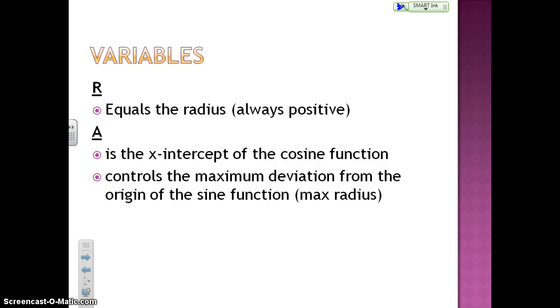We have r, which equals the radius and is always positive. We have a, which is the x-intercepts of the cosine function, or controls the maximum deviation from the origin of the sine function or negative cosine function. We also have theta, which is the input of the function and can stand for either degrees or radians.